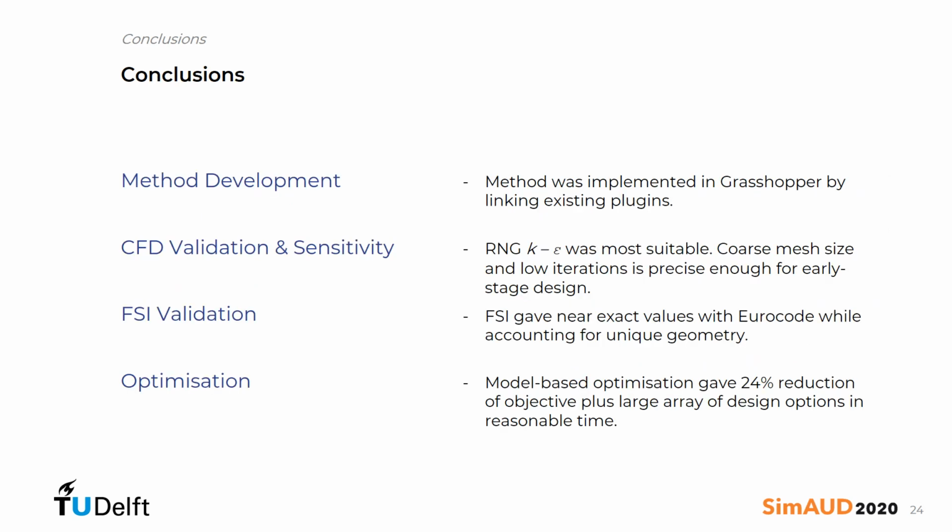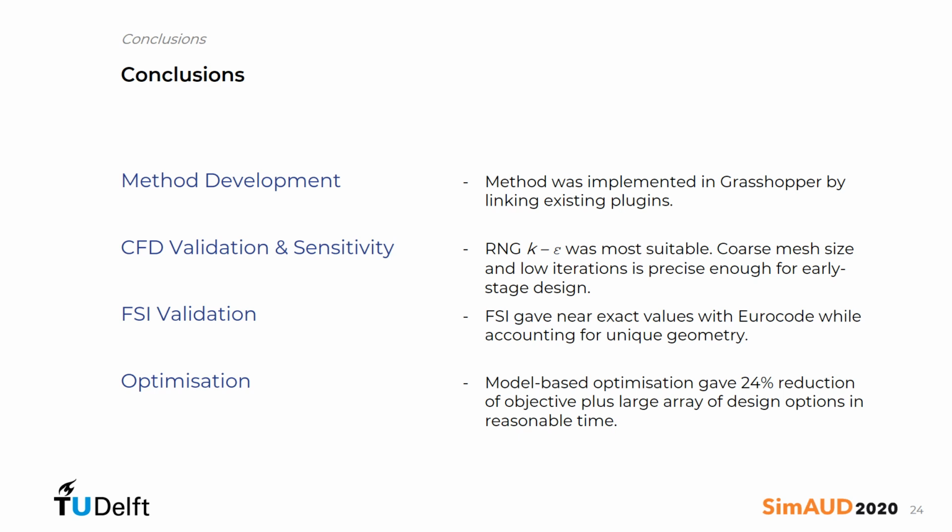So to conclude, we see that the method was able to be implemented in Grasshopper using existing plugins as well as some custom scripting. The CFD portion showed that RNG k-epsilon, along with the coarse mesh size and a low number of iterations, is precise enough but also timely enough for use in an early stage design process.